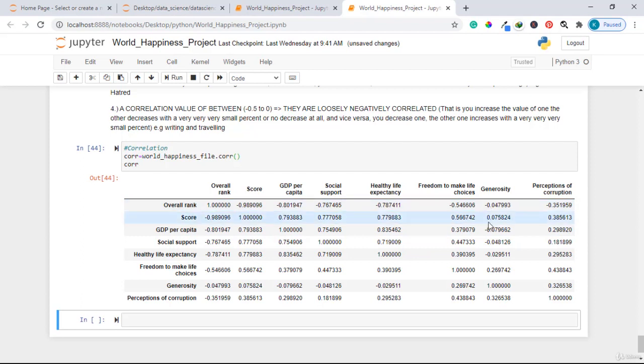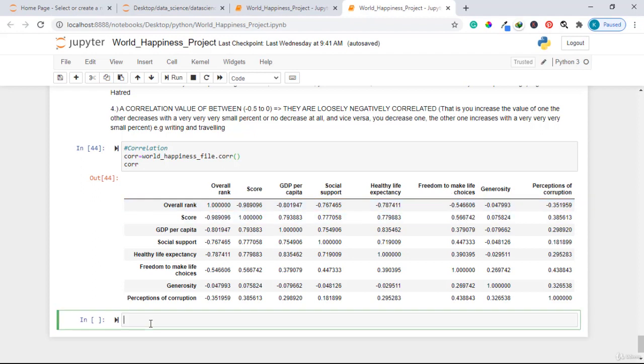But if you look at generosity, this is below 0.5, so you leave this one, and you also leave perception of corruption, which is 0.38. So the attributes we will be using to build our model for predicting the score of world happiness will be GDP per capita, social support, healthy life expectancy, and freedom to make life choices.